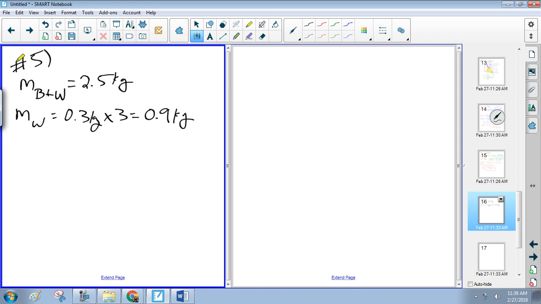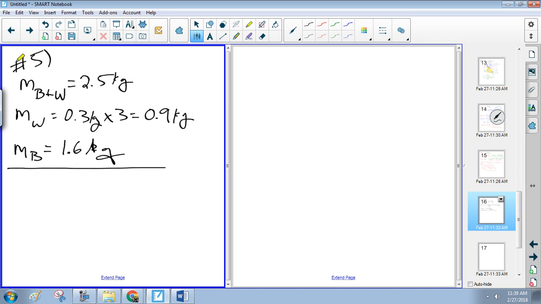So subtracting allows us to find the mass of the body, which you may or may not need depending on how you solve it. But I just want to point out that there are sort of 3 different masses to think about. The body, the wheels, and then the combined mass. Okay? So that's our starting off point.